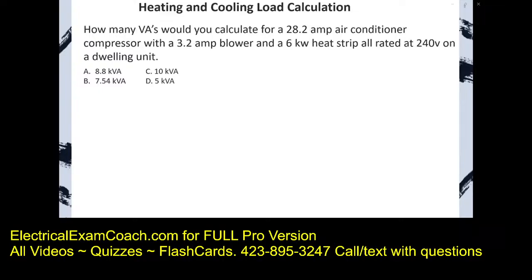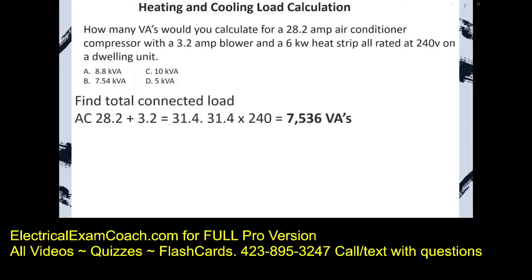How many VAs would you calculate for a 28.2 amp air conditioner compressor with a 3.2 amp blower motor and a 6 kW heat strip, all rated 240 on a dwelling unit? First, let's find our total connected load. Let's do our AC first. We take our amperages and we add them together. Then we need to take and multiply that by the voltage to convert it over to VAs. And we end up with 7,536.